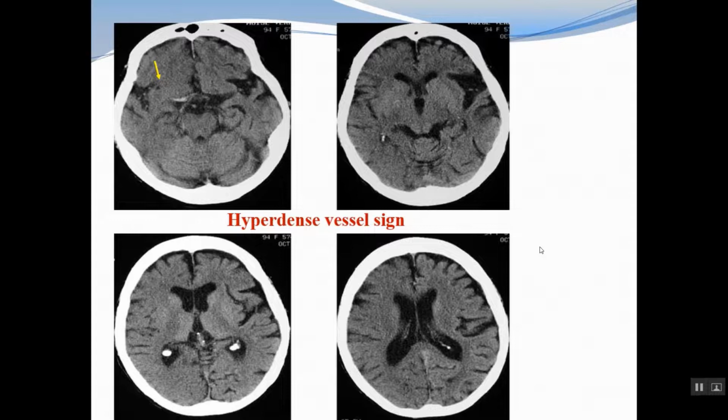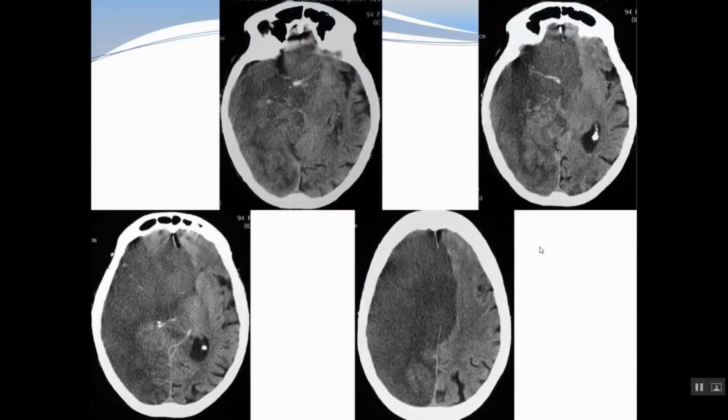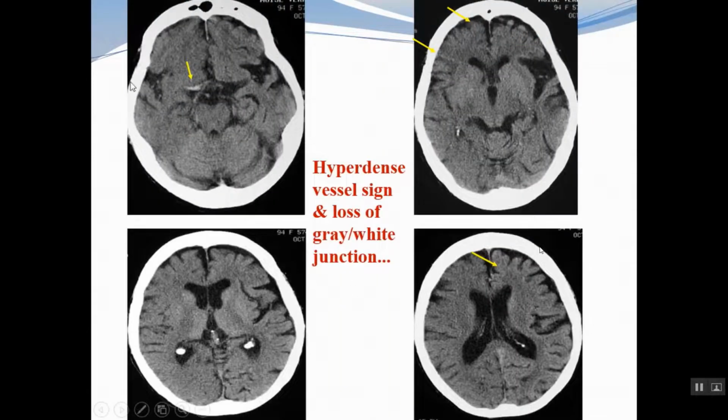The signs of acute stroke include the following: hyperdense vessel sign. This is the middle cerebral artery with increased density here. Second is mass effect and edema. This is the hyperdense sign seen in the middle cerebral artery with massive infarction and midline shift. Then the loss of the gray-white matter interface. Here you can differentiate between the gray and white matter in the area affected by the infarction.